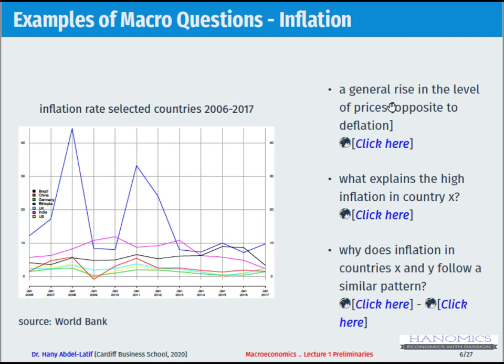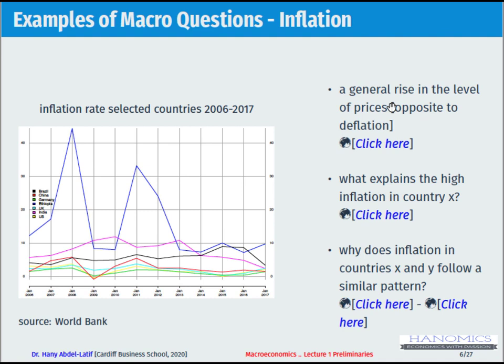Another example of the economic indicators that we are interested in in macroeconomics, and you have probably heard about this very often in the news, is the inflation rate. So we'll talk about inflation. For now, just think about it as a general rise in the level of prices, and the opposite of that is deflation, a general fall in overall prices.